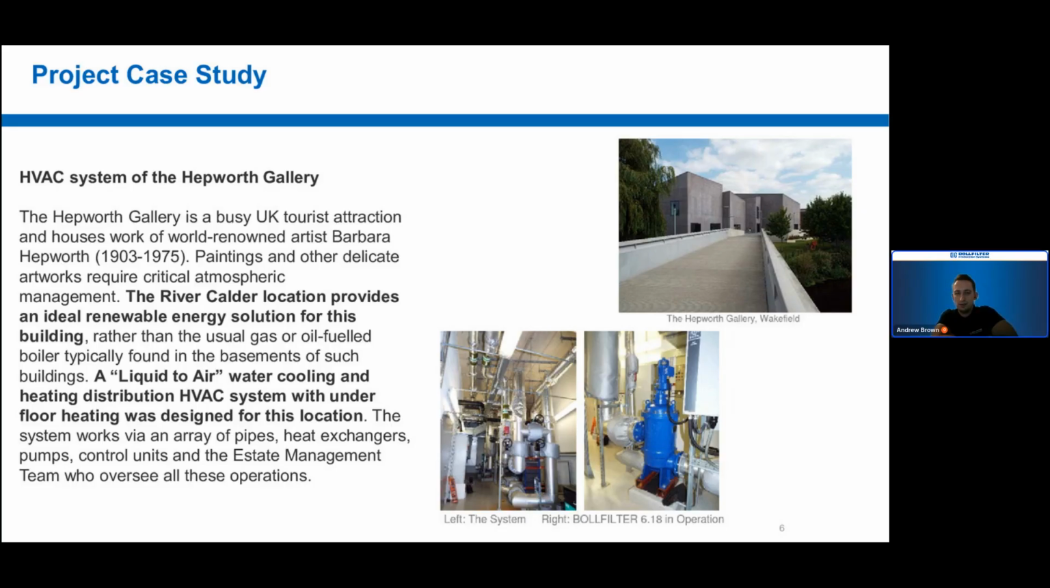Now, the job of these filters is to protect heat exchangers. So they're taking water from the river Calder. In the first instance, there would be some type of screen to take out large debris like branches, and then our filter is there to protect the heat exchangers to 500 micron, which will lengthen the life of those heat exchangers and take the maintenance burden off of those heat exchangers.